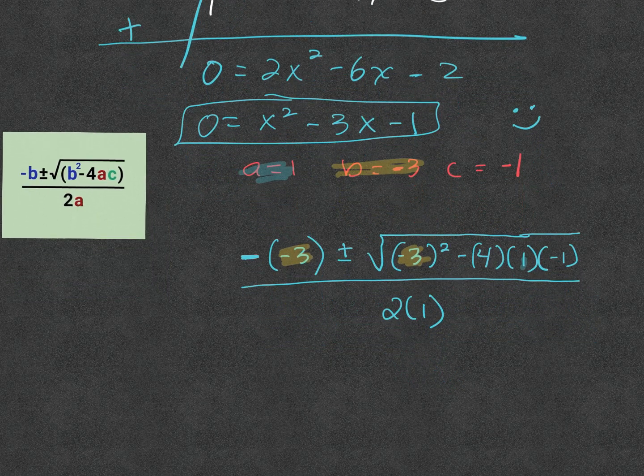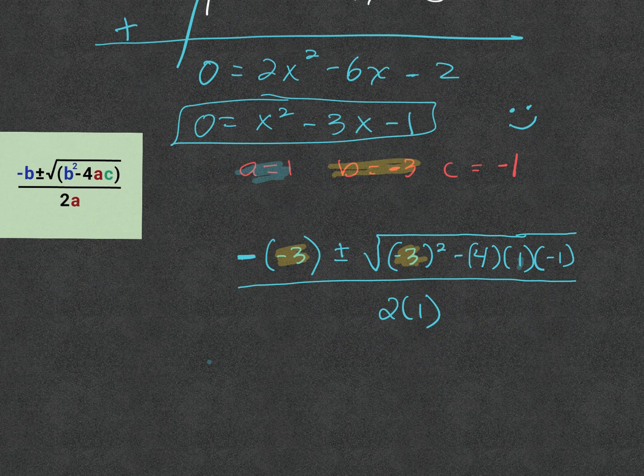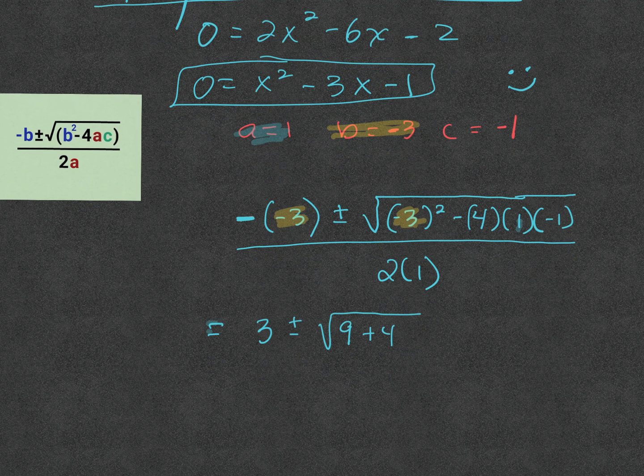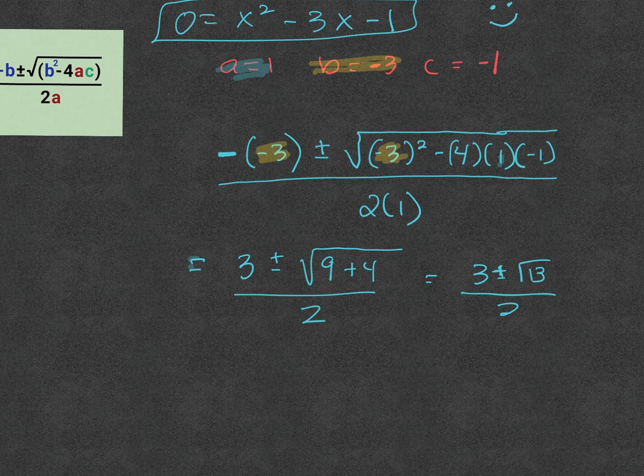So when I do that, what am I going to get here? I'm going to get 3 plus or minus the square root of 9 plus 4. Then I'm going to divide by 2. This is going to give me 3 plus or minus root 13 divided by 2. In other words, I could have 3 plus root 13 divided by 2, or 3 minus root 13 divided by 2. That's what x is going to equal.